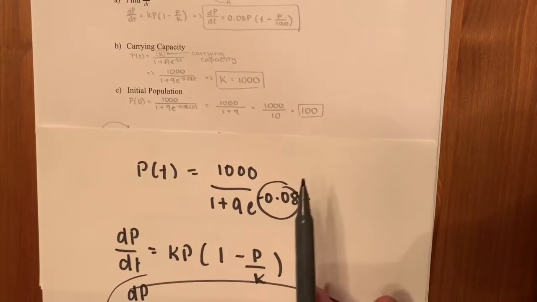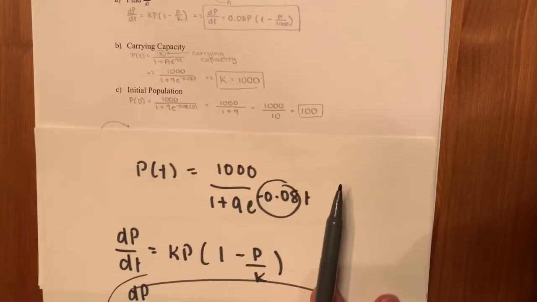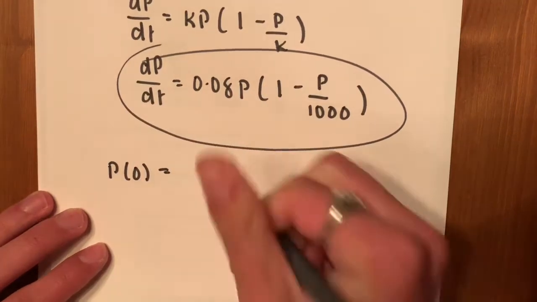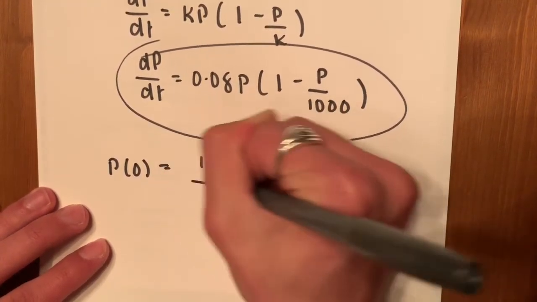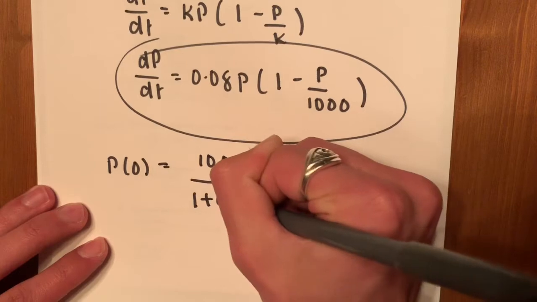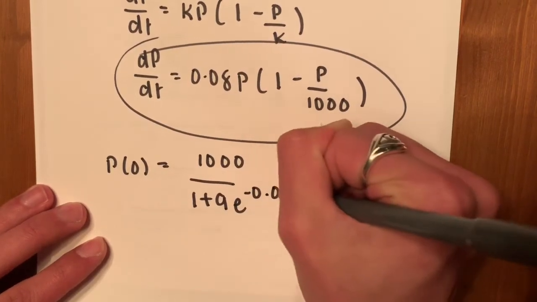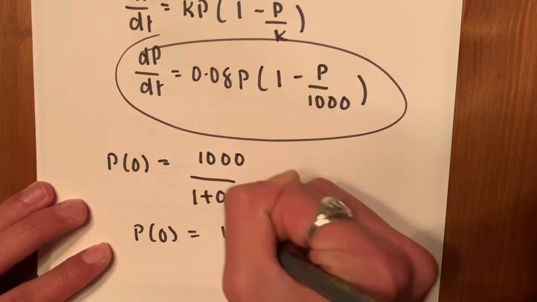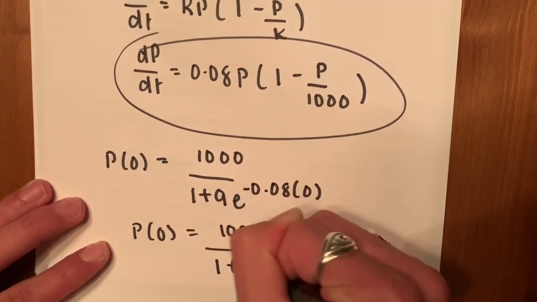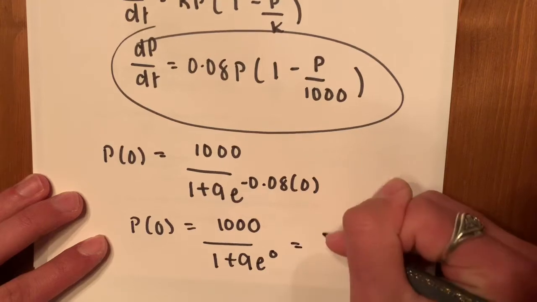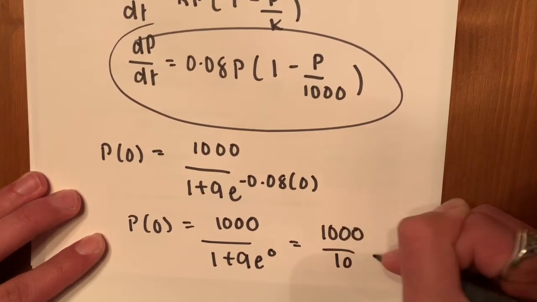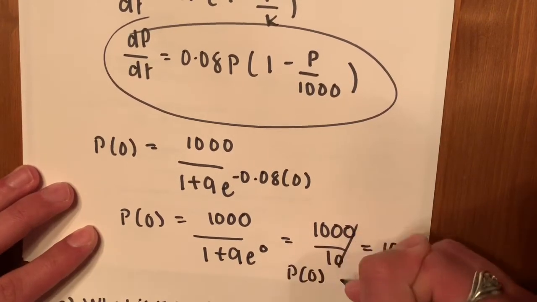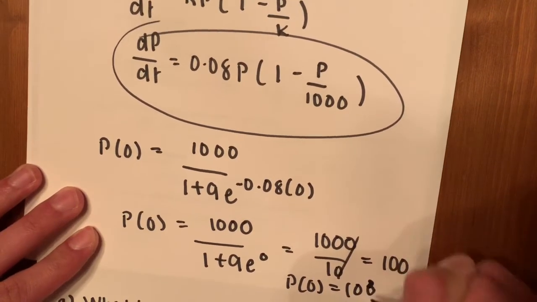Part C asks us for our initial population. Our initial population can be easily found by just plugging in 0 for time. So P(0) is 1,000 over 1 plus 9 e to the power of negative 0.08 times 0. So P(0) is equal to 1,000 over 1 plus 9 times e to the power of 0. That's 1,000 over 10, which is 100. So our initial population is 100.